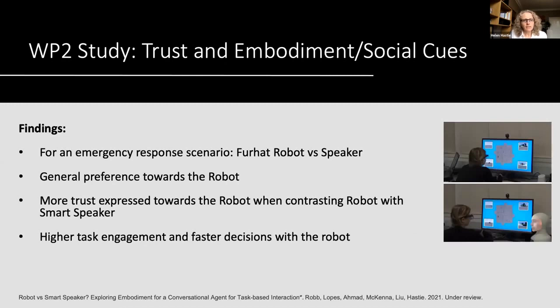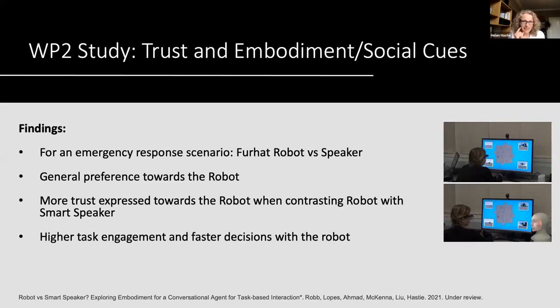Right. So here's another study that we did pre-lockdown when we could have humans in the lab. This is for an emergency response scenario. This is where you're managing remote robots, and typically trust is lower when you're interacting with robots that are remote compared to those in close proximity. So it was quite a fun experiment.